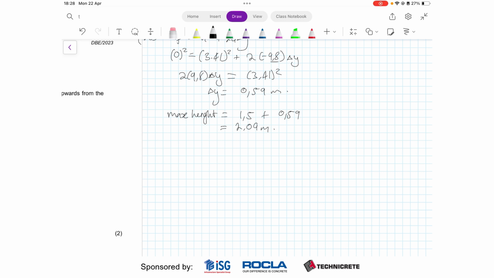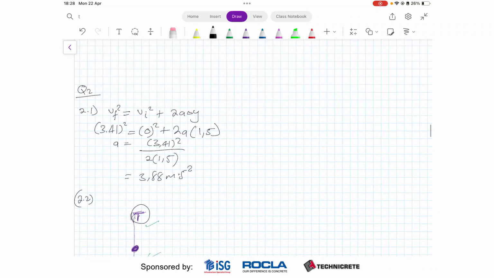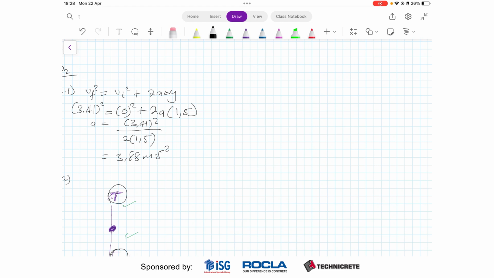Now, there's multiple ways in which you could approach this question, as well as the first question. Let's look at what other ways you could approach 2.1. For 2.1, you could use the approach where you try and find the time before you can find the acceleration, okay? And once you've found the time, you can then use that to find the acceleration, okay?